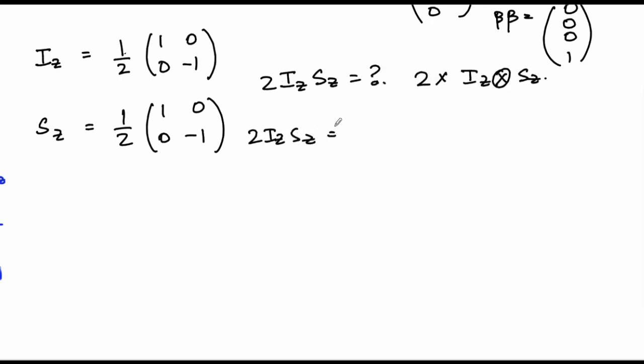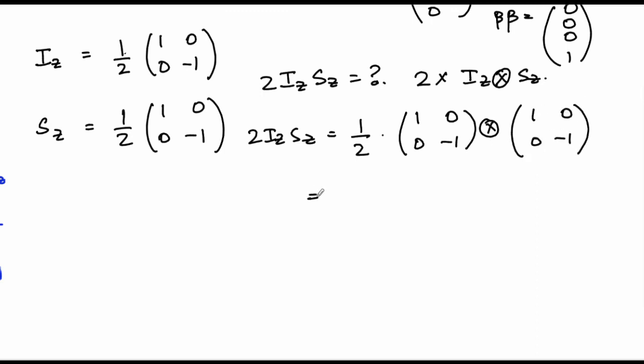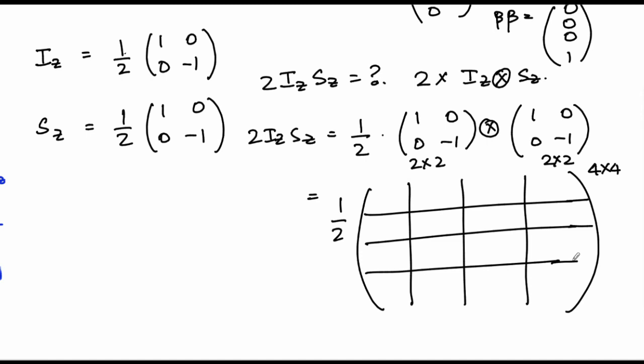2IZSZ will be equal to 1 over 2 times [1, 0; 0, -1] direct product [1, 0; 0, -1]. Remember, you are starting with a 2 by 2 matrix and a 2 by 2 matrix. Therefore, you are going to end up with a 4 by 4 matrix. So I'm going to carefully write this 1 over 2. Please follow the order in which I'm going to be doing this. I'm going to take the first element and multiply with the entire matrix. So it's going to be [1, 0; 0, -1].